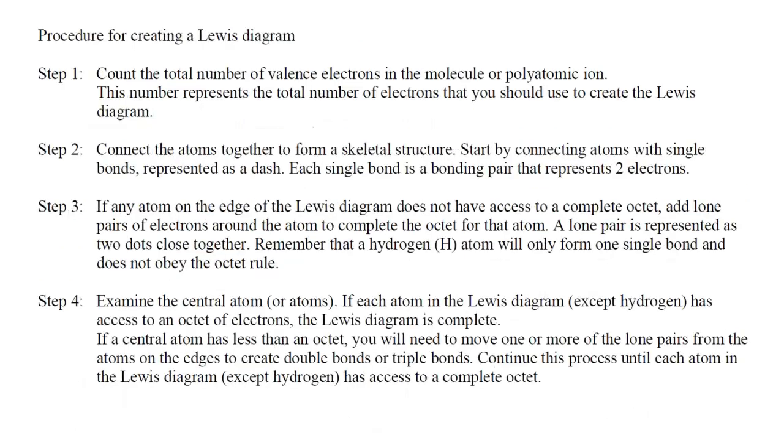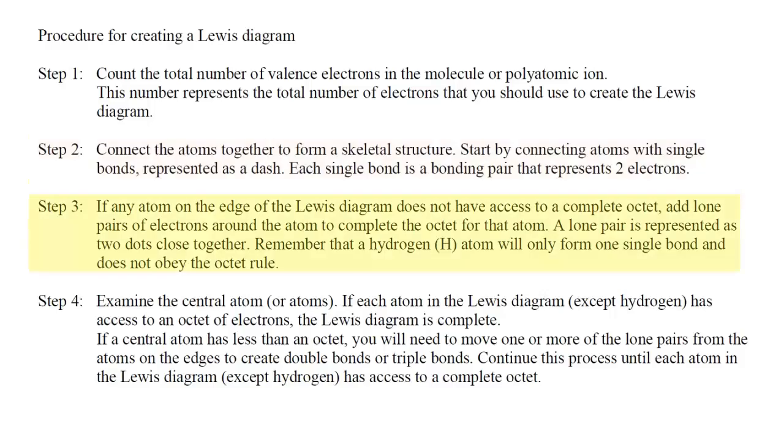So the procedure for creating a Lewis diagram starts with the following. Step 1, count the total number of valence electrons in the molecule or polyatomic ion. This number represents the total number of electrons that you should use to create the Lewis diagram. Step 2, connect the atoms together to form a skeletal structure. Start by connecting atoms with single bonds represented as a dash. Each single bond is a bonding pair that represents 2 electrons.